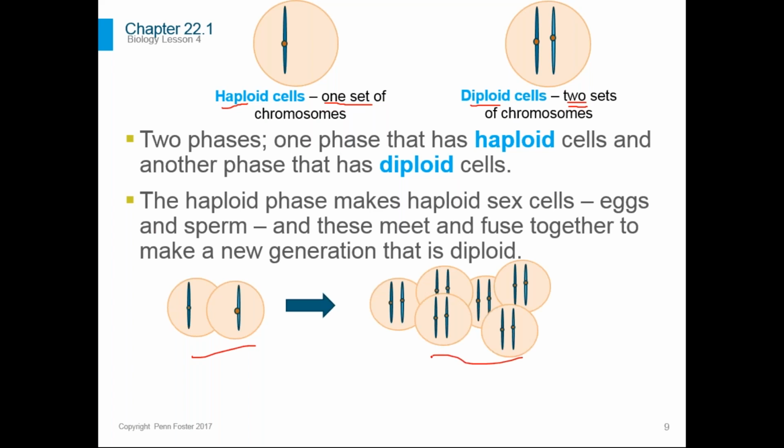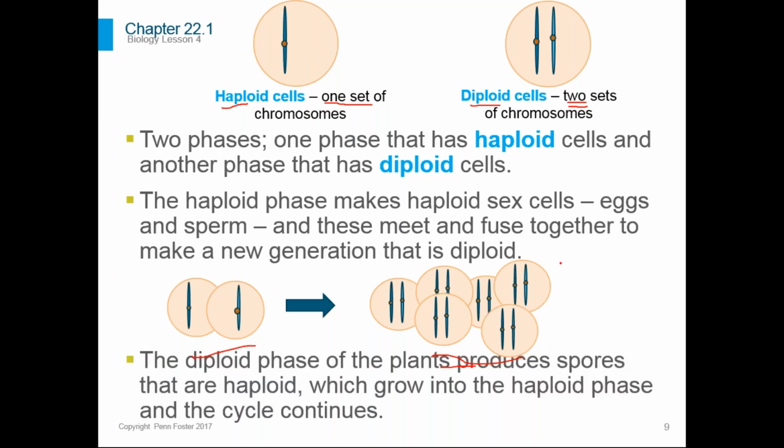An entire diploid organism grows, and the diploid phase continues and produces spores that are haploid. So when this phase of the plant reproduces, it's going to produce spores that only have one set of chromosomes. They'll grow into that haploid phase, and the whole thing continues in a cycle. And there's what I just said. Diploid phase produces spores that are haploids, which grow into the haploid phase, and the cycle continues.